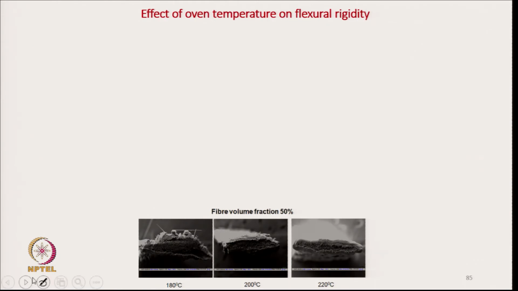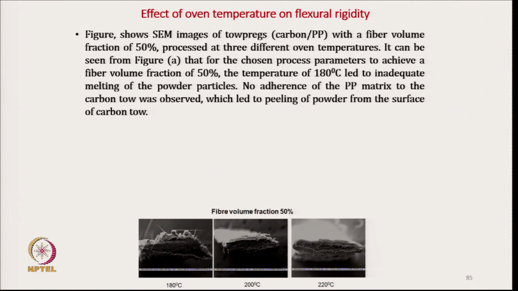So, effect of oven temperature on flexural rigidity, if we see, as we have mentioned here, the scanning electron microscope picture with the fiber volume fraction 50%. It can be seen here that for the chosen process parameters, to achieve the fiber volume fraction 50%, the temperature of 180 degrees led to inadequate melting of the particle.